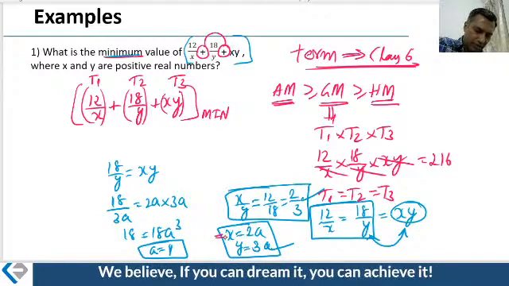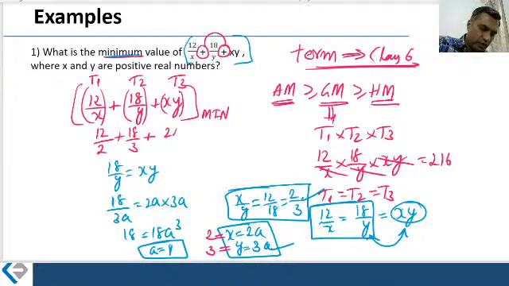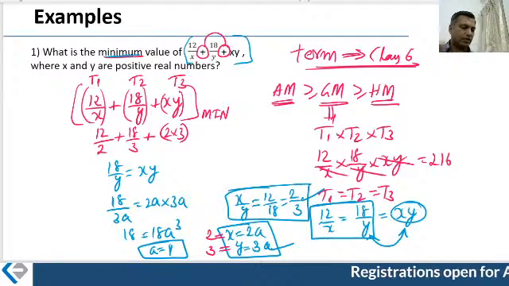From here, you would say that, therefore, x is equal to 2 and y is equal to 3. Come back, substitute. 12 divided by 2 plus 18 divided by 3, which is also equal to x plus y. That is nothing but 2 into 3. All right, you got these particular values.